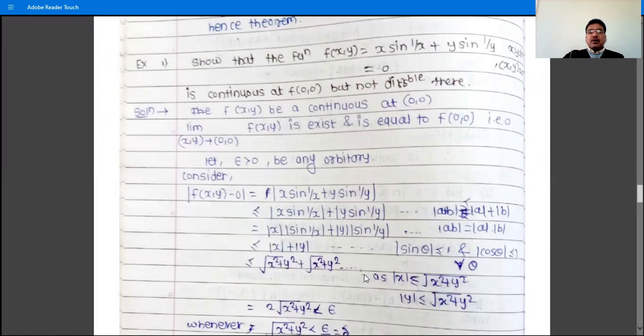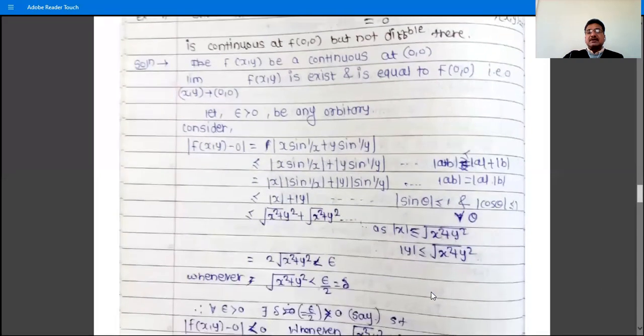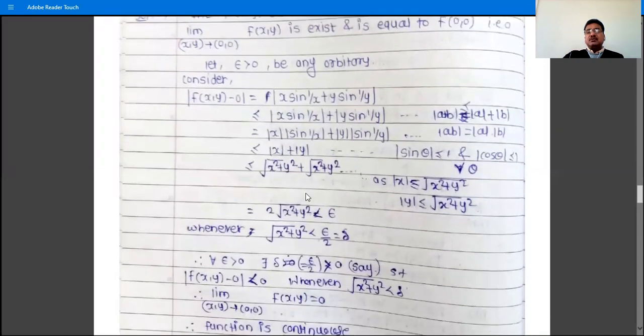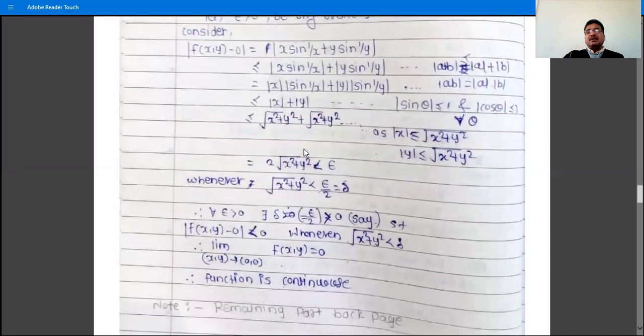And mod x is less than or equal to root of x² + y². Mod y is less than or equal to root of x² + y². And therefore it is 2 times root of x² + y², since a plus a is 2a. And it is less than epsilon. So whenever root of x² + y² is less than epsilon by 2, shifting this to the right side, we have it is less than epsilon by 2, and let it be delta.